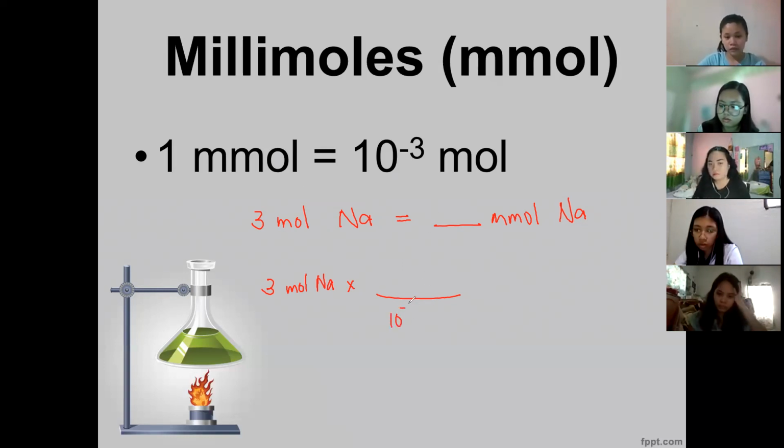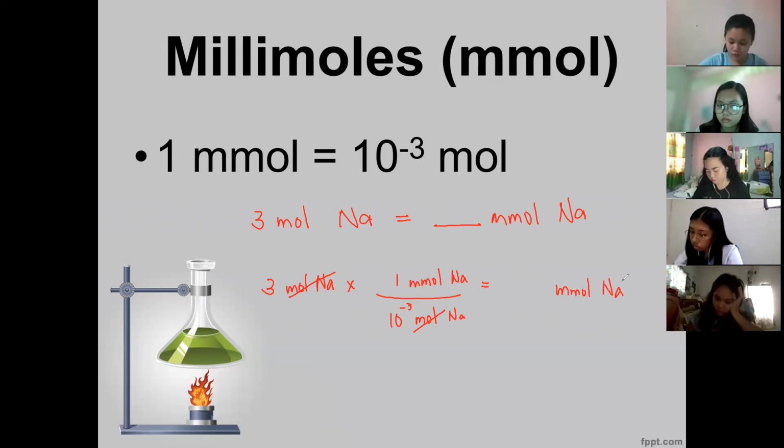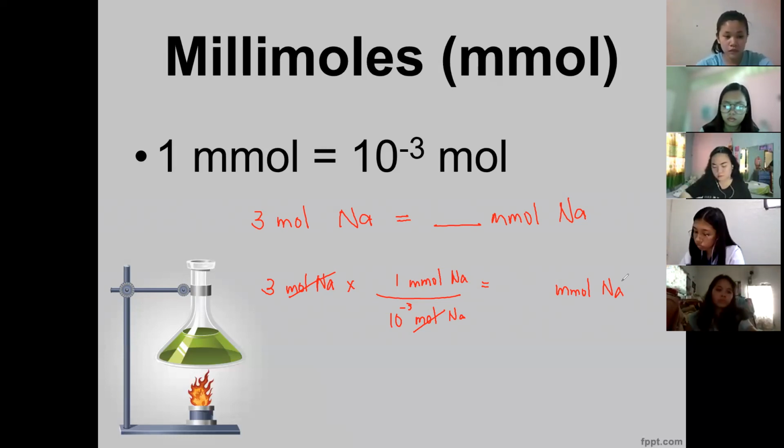Ilalagay natin, class, si mole here. 10 raised to the power of negative 3 mole para makancel. Again, para makancel. Dapat nasa taas yung isa, nasa baba yung isa. Pag baliktad, iba na yung answer natin and hindi mo na makakancel yung unit, kung si millimole ang nasa baba. So let's cancel the mole of Na and then we will be left with the unit millimole. Okay, so what's the answer for this?